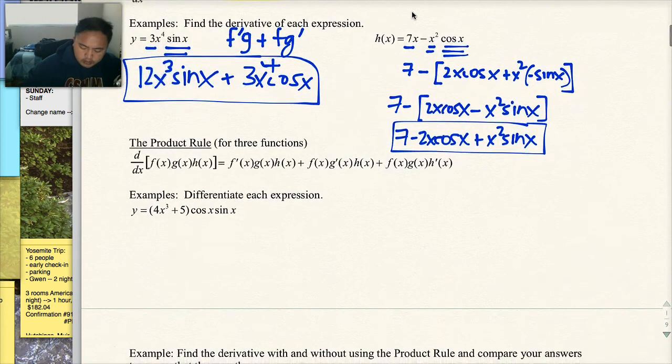In your notes, we talked about doing this for three functions. This is something that they don't test you on the AP exam anymore, so we're not going to go over product rule for three functions.